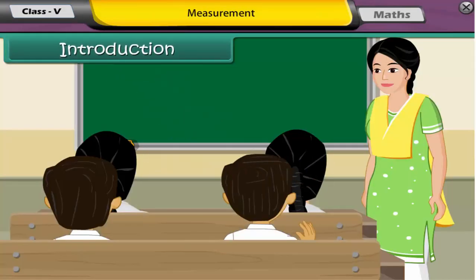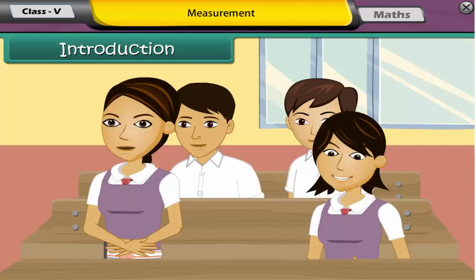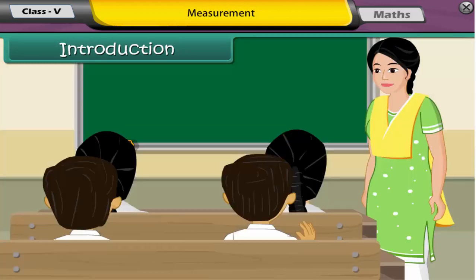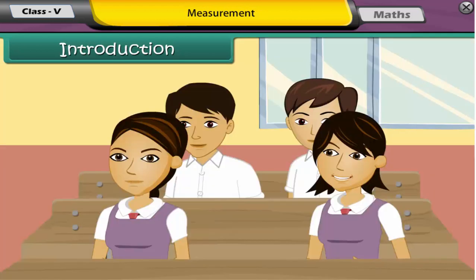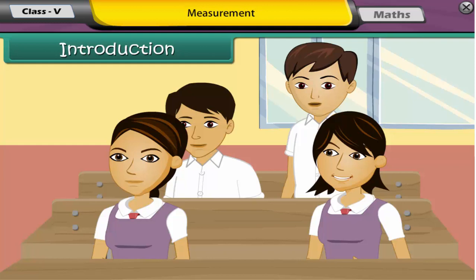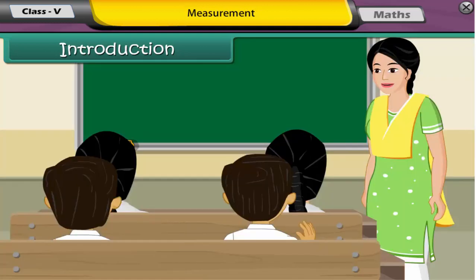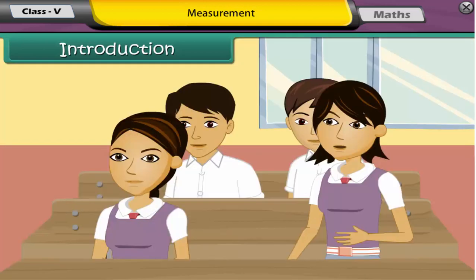Introduction. Students, how long is your scale? 15 centimeters, ma'am. Good, Priya. What is your weight, Roshan? Oh, it's 25 kilogram, ma'am. Okay. How much water does your bottle contain, Sneha? About 1 liter, ma'am.